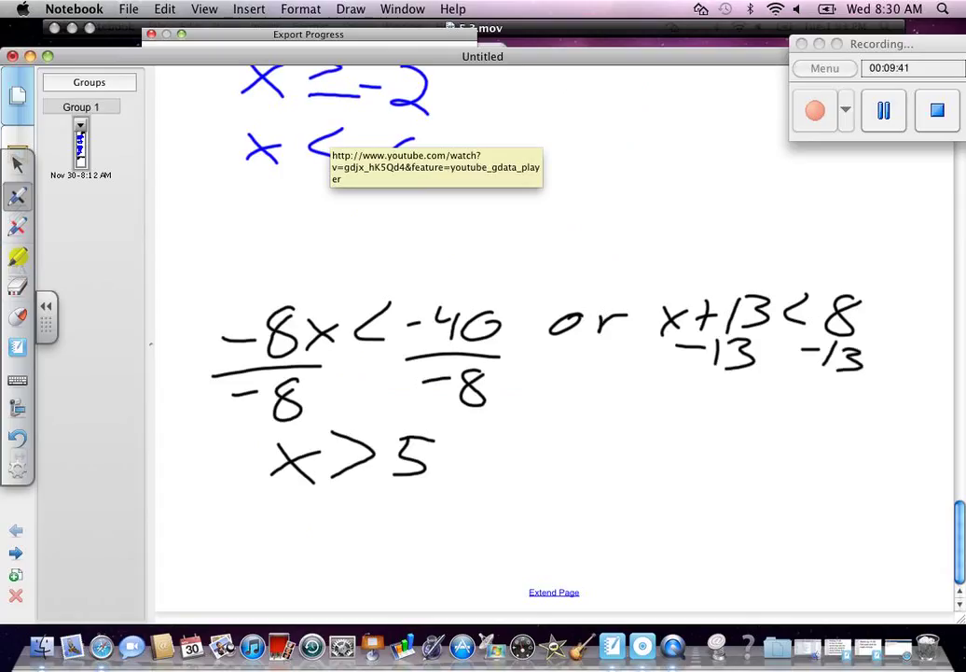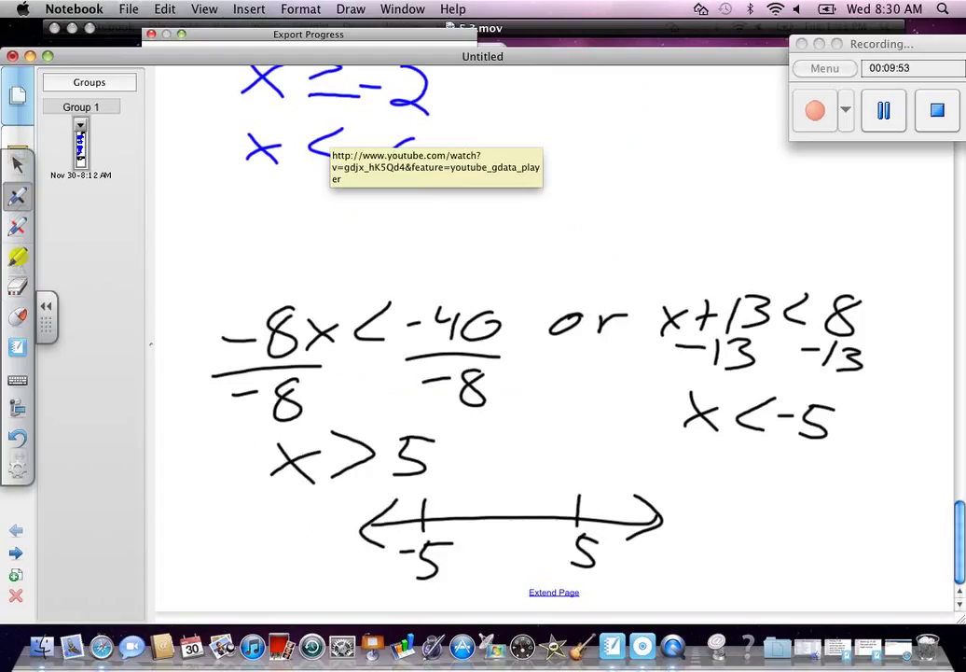Subtract 13 from both sides. 8, 9, 10, 11, 12, 13. X is less than -5. And then make sure you graph. You know you did it right if the arrows are facing away from each other. So x is greater than 5, and x is less than -5.